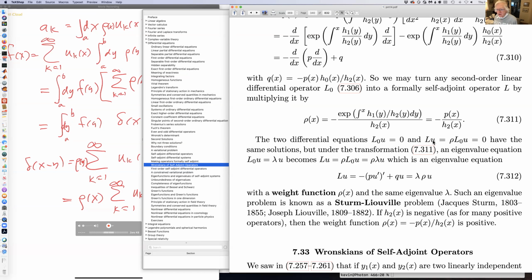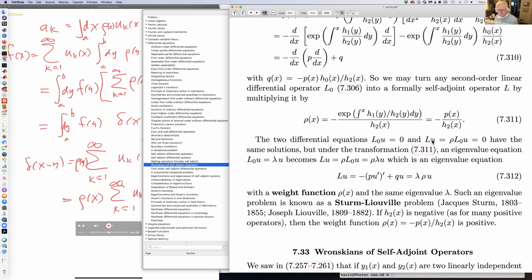Then, of course, it'll also be true that L0 u equals 0. So that's the ordinary form, the awkward form, or the simple form of the differential operator, L0 u equals 0. The L is the self-adjoint form, and that's rho times the simple form L0. And since they differ by a factor, every solution of the homogeneous equation for L0 is a solution of the equation for u.